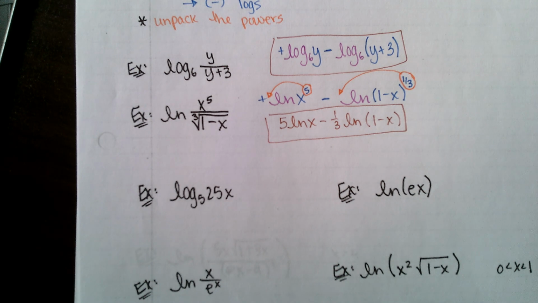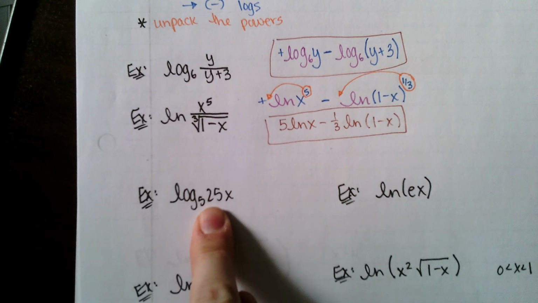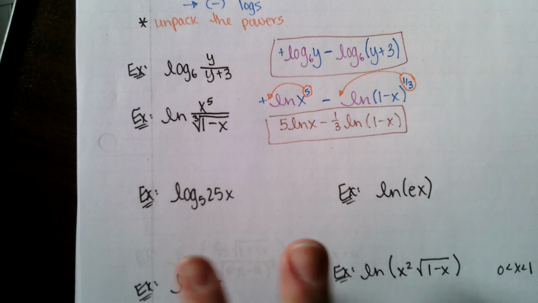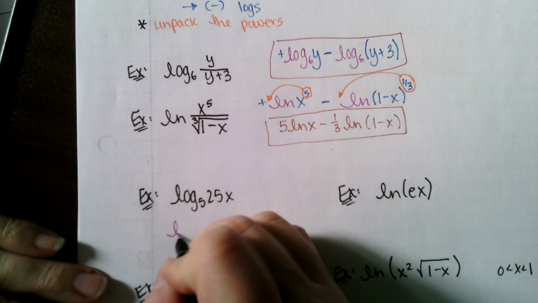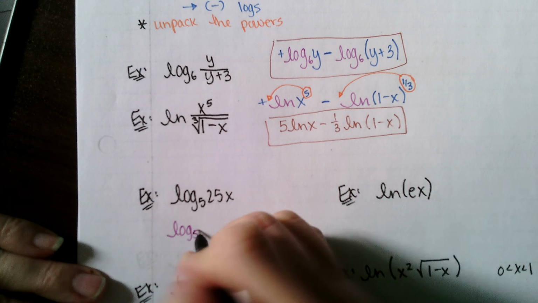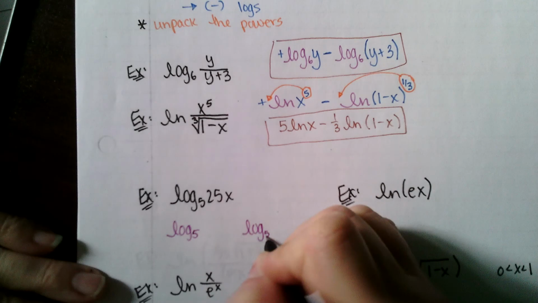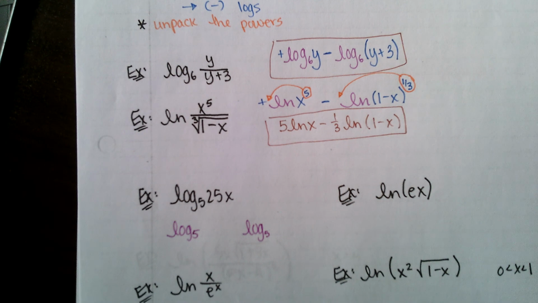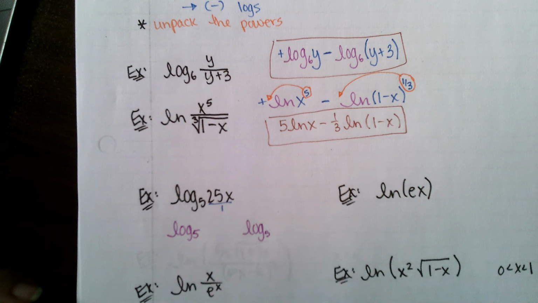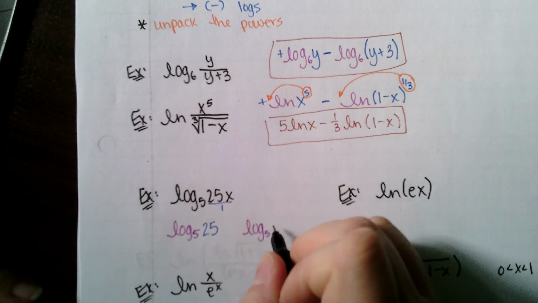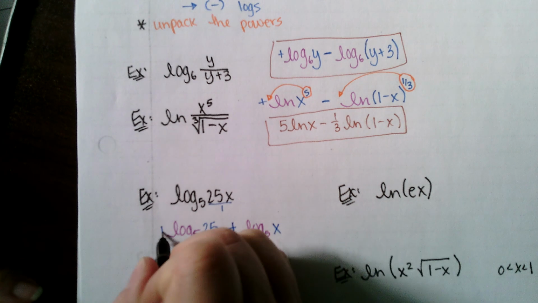Log base 5 of 25x. Okay, how many roomies? I have 25 times x, so 2 roomies. The style of home is log base 5, so I need 2 of these log base 5 homes. And then they're actually both upstairs because I could write it divided by 1 like that. So log base 5 of 25 and log base 5 of x are both upstairs.